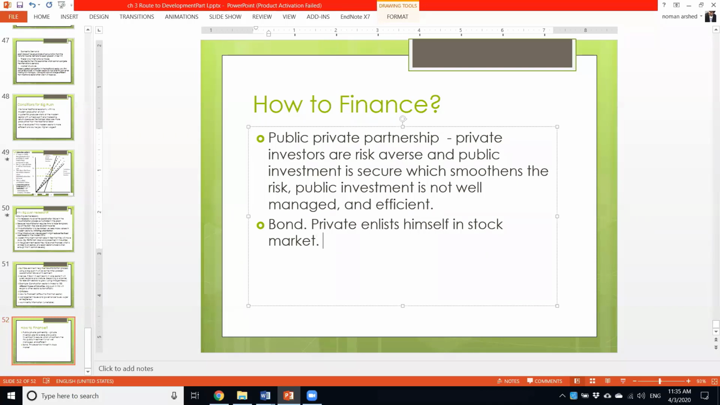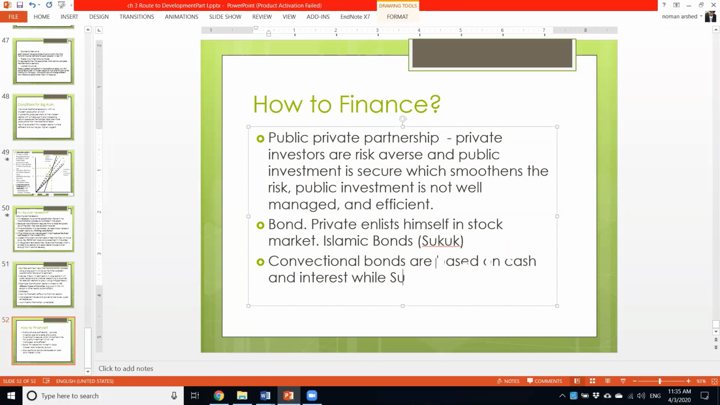The third way, which is currently under discussion by the government, is to launch Islamic bonds, also known as sukuk, which is more stable compared to the conventional bond method. Conventional bonds are based upon cash and interest, while sukuk is based on assets and productivity. If you buy a sukuk bond and the assets are productive, you will get a reward. But in a bond, if there is a high interest rate, you will get a reward. But a high interest rate does not guarantee high productivity.